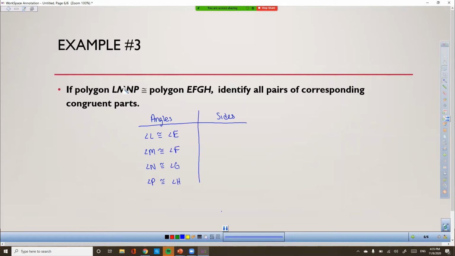So the first side, again, is the first two letters. Side LM is going to be congruent to side EF. Second one here, with the second letter and the third letter, side MN is going to be congruent to the second and third letters, side FG. The third side is going to be the last two letters, NP. Side NP is going to be congruent to side GH. Let me go ahead and rewrite that again. This is going to be side GH. And the last one, again, is going to be the first letter and the last letter. Side LP is going to be congruent to side EH.